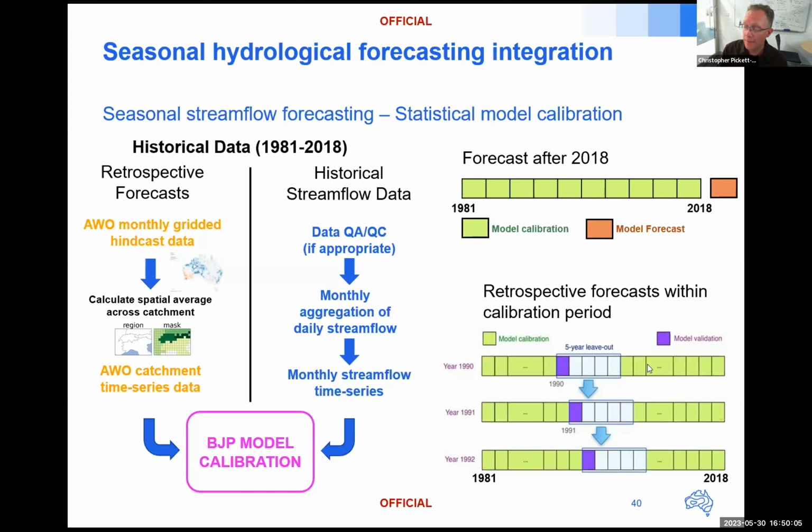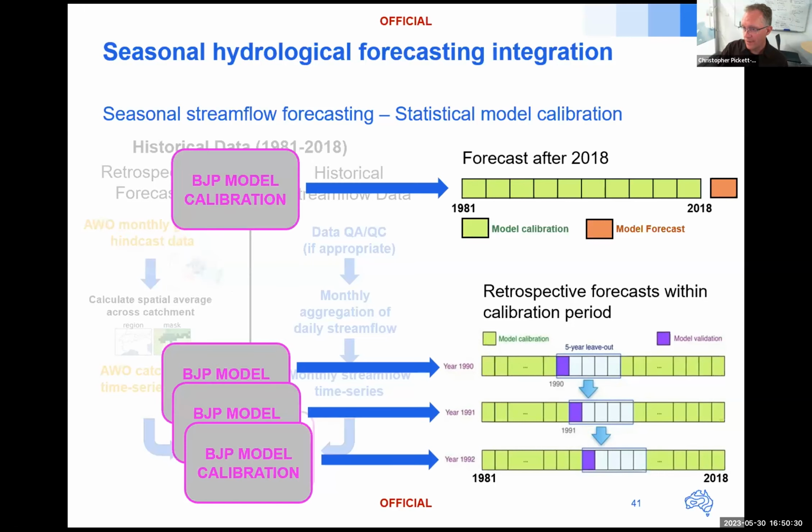And this is true. So for climate forecasting, they generate a hindcast across the country, and they analyze the skill of that climate forecast, and it's available to the public, right? Similarly with Australian Water Outlook, we do the same thing. So it's very common. We generate a hindcast, which is a set of retrospective forecasts, and with that, we can test how good our forecast is, right?